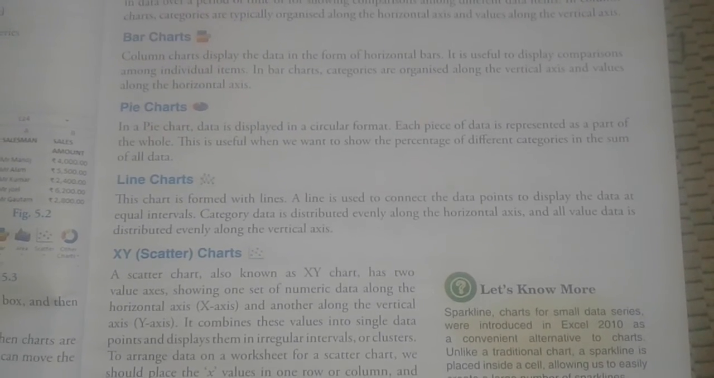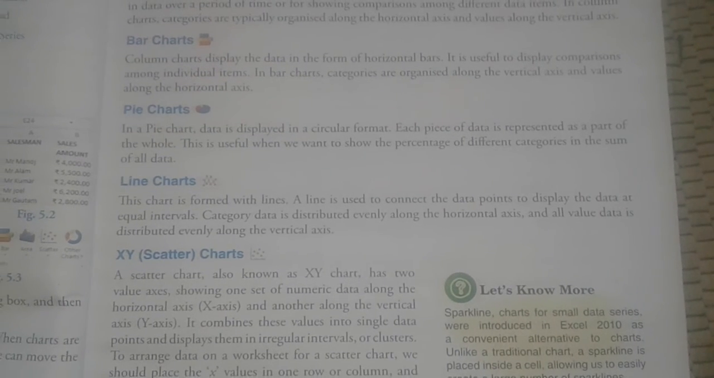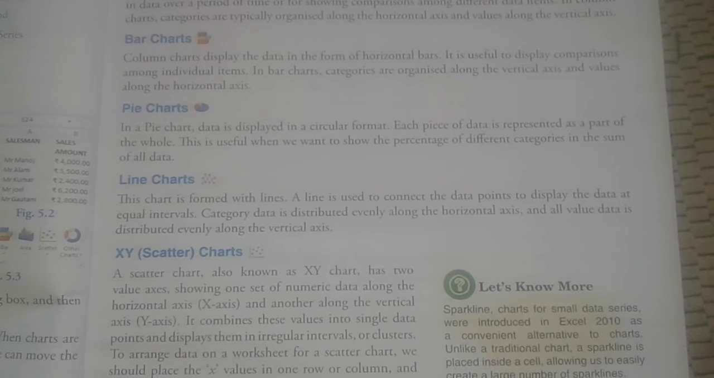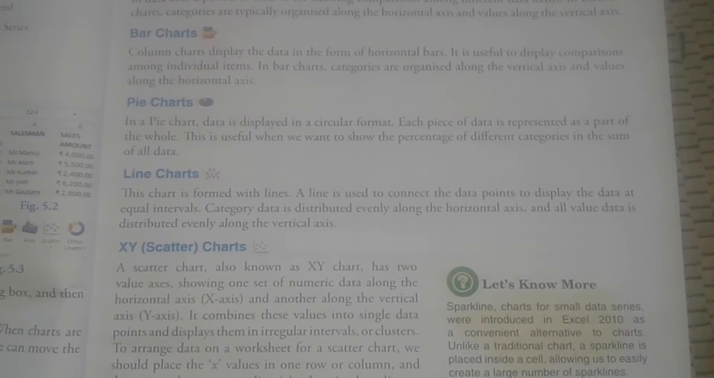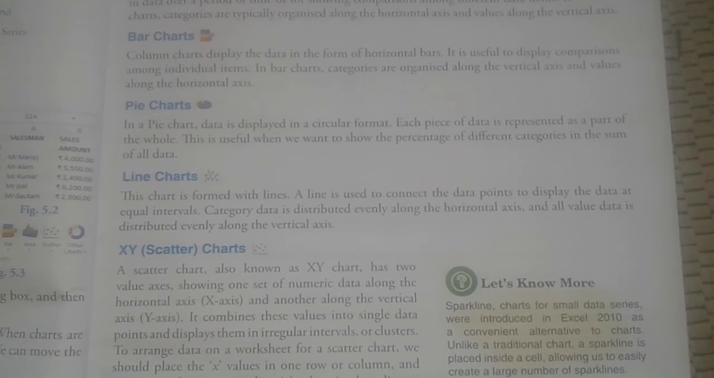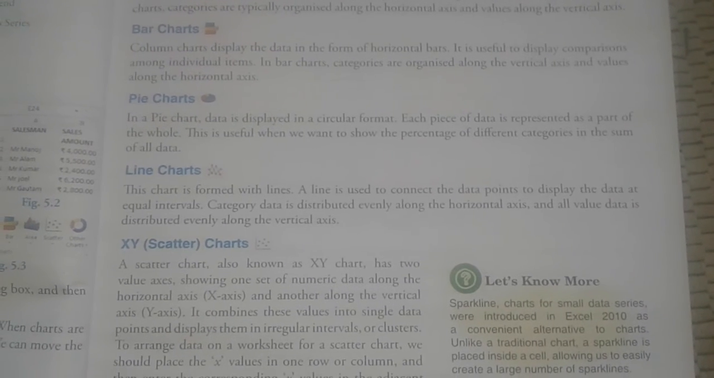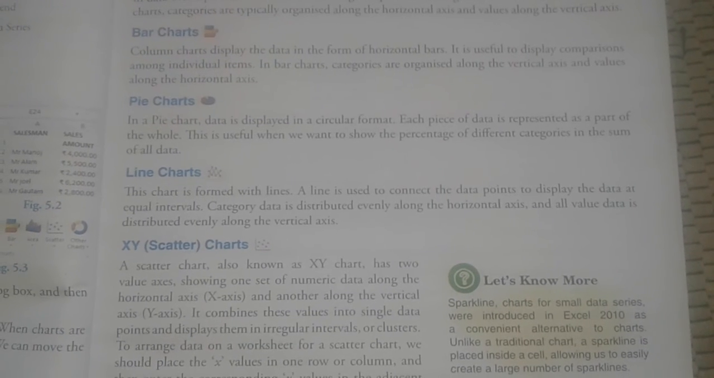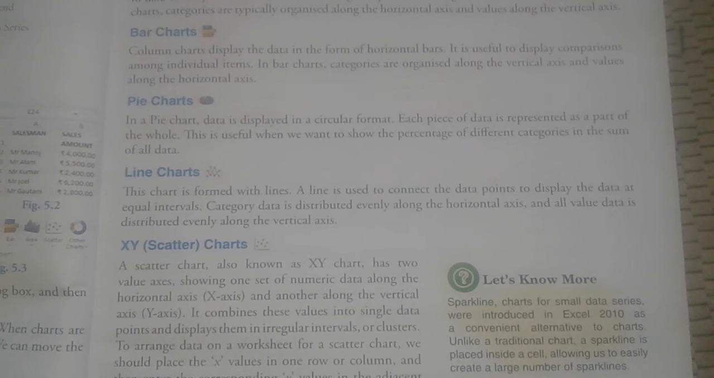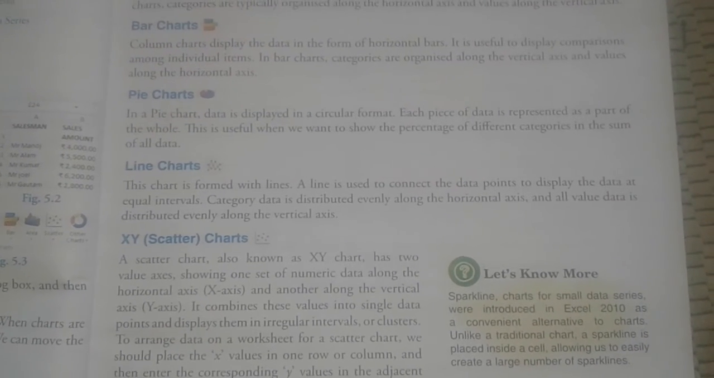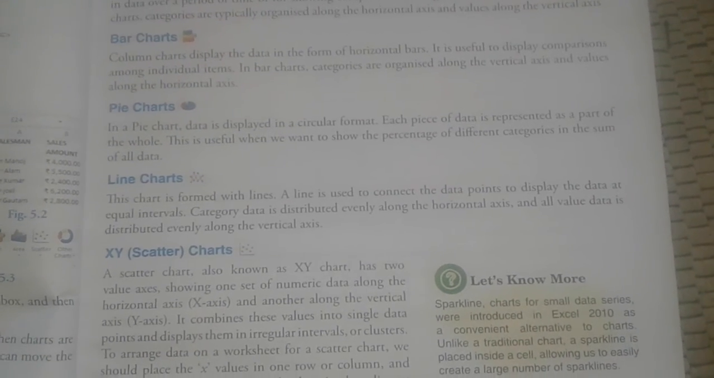It combines these values into single data points and displays them in irregular intervals or clusters. To arrange data in a worksheet for a scatter chart, we should place the X values in one row or column and then enter the corresponding Y values in the adjacent rows or columns. So these are called XY chart, scatter chart.